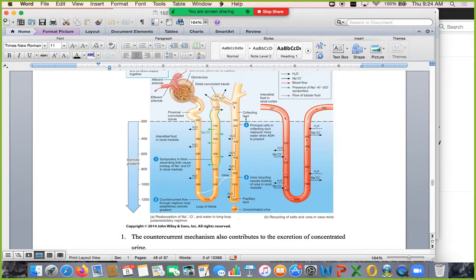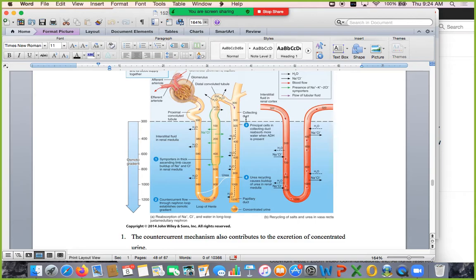So basically what happens at that point is that we're going to have more water coming across the collecting ducts. So therefore, we can have more resorption of water, but that's going to result in more urea recycling, which means that we're going to have a buildup of urea in the renal medulla, which will then end up in the urine.